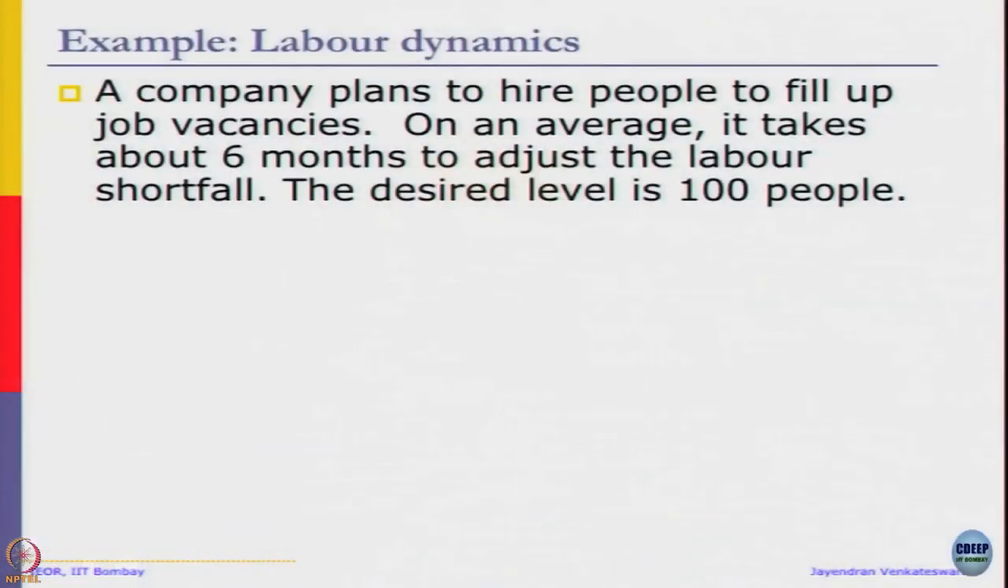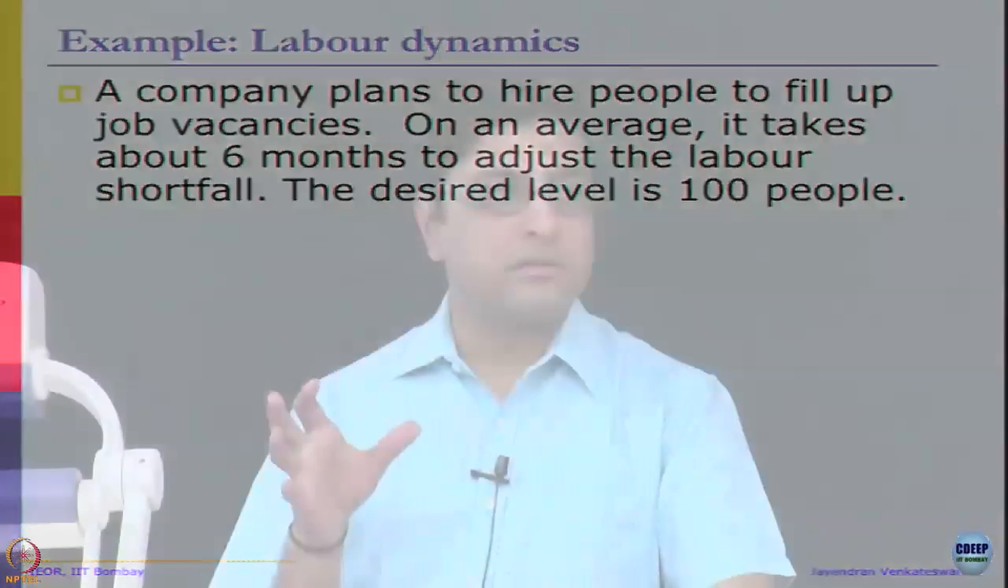Let's look at the example now. A company plans to hire people to fill up job vacancies. On an average, it takes about 6 months to adjust the labor shortfall. The desired level is 100 people. Very simple system, where I know how many people are required. I need to spend some time to hire them.